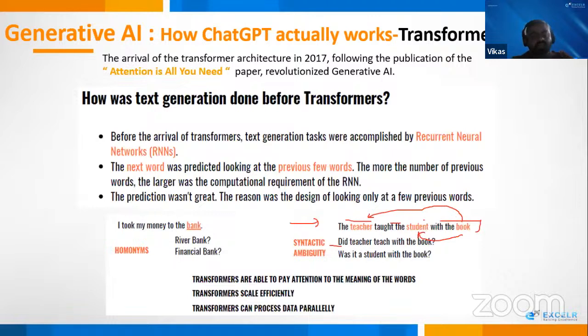So when I say the teacher taught the student with the book, does the teacher have the book or the student have the book? Exactly who had the book and who taught? Did the teacher teach with the book, or did the student have the book while the teacher taught, or did the teacher have a book and by referring to it, teach the student, right? That is what we have to understand. That is called syntactic ambiguity. And because of this, the recurrent neural network is not able to focus. Because of this difficulty, they require something called attention, right?